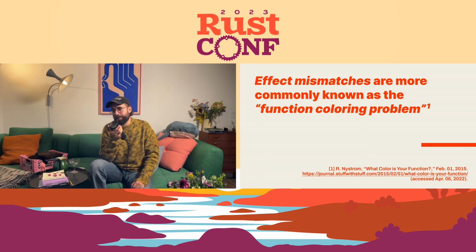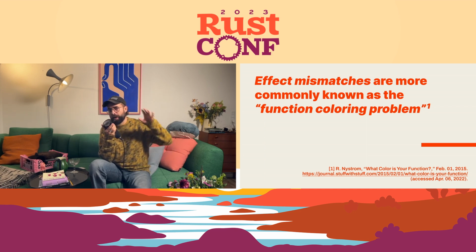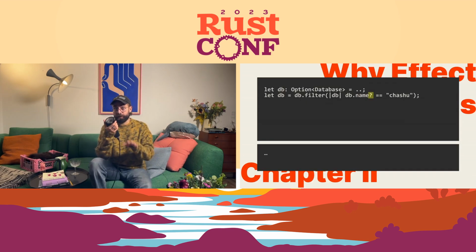Once you become aware of effect mismatches, you start seeing them all over the place, and not just in Rust either. The result of these effect mismatches is that using effects in Rust essentially drops you into a second-rate experience. Whether you're using const or async, result, or option, almost certainly somewhere along the line you'll run into some kind of compatibility issue. Take, for example, the option filter API.